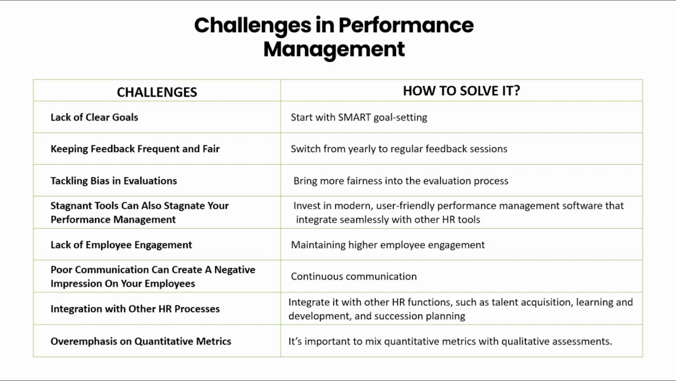Fifth challenge is the lack of employee engagement. Often employees feel disconnected from the performance management process, seeing it as a routine exercise rather than a meaningful part of their own career growth. In order to solve this, we must remember that companies with higher than average employee engagement achieve 24% higher earnings and 38% more productivity. This is why maintaining higher employee engagement is extremely crucial for our company or organizations.